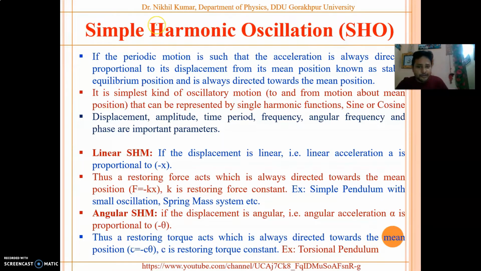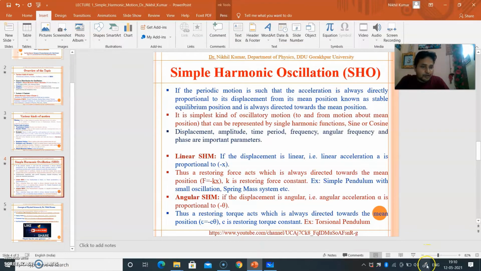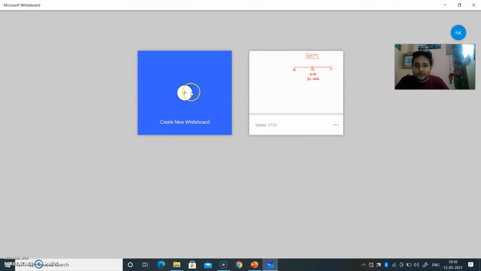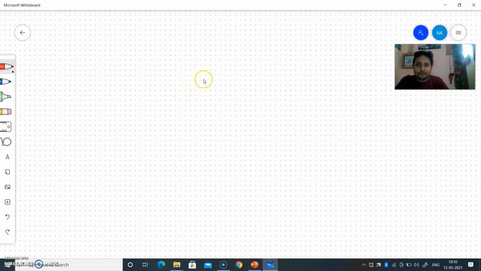So now we can solve the differential equation for simple harmonic motion. Let me open the whiteboard and let me start.